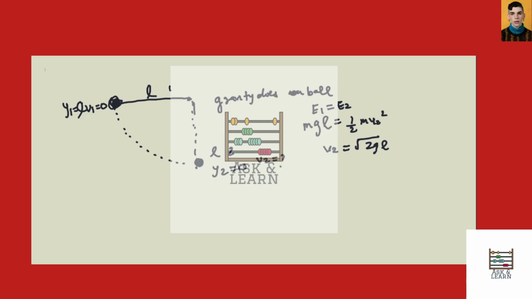Now for the B part, in this scenario, we have a peg at this location. So there is an obstacle at this point for the string. When the ball comes to this point, a circular motion starts, and there is a peg which is at height h. Circular motion starts around this peg with radius equal to h minus L.